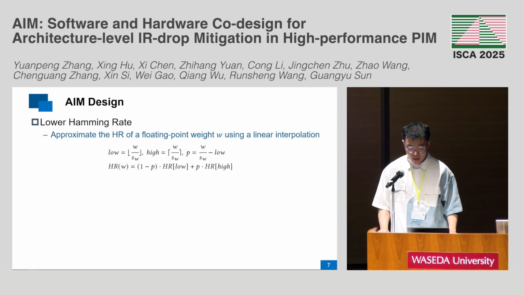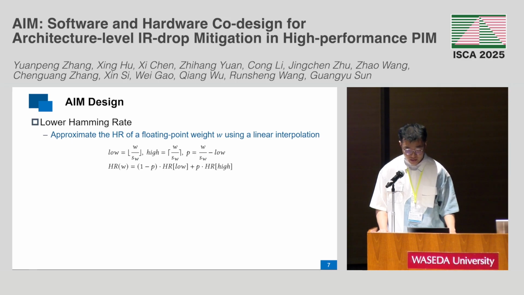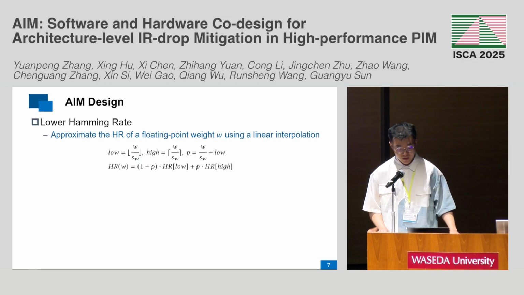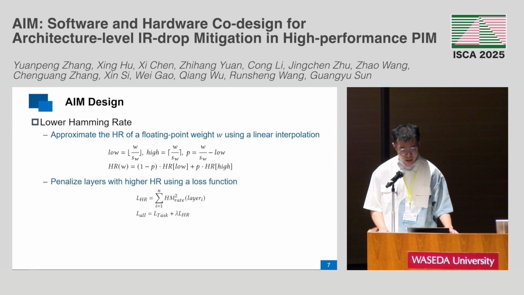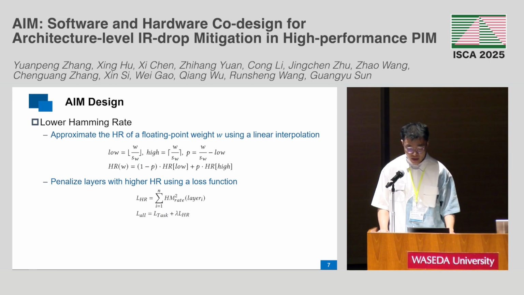The Hamming rate value is a non-differentiable integer metric, and thus cannot be directly used in quantization. So, in lower Hamming rate, we use linear interpolation to approximate the Hamming rate of a floating point weight. And we penalize layers with higher Hamming rate using loss function with corresponding regularization term.